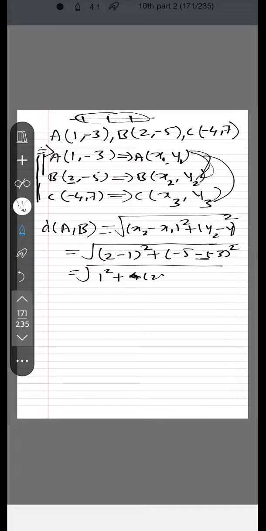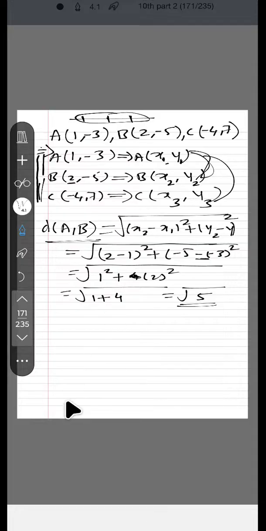Okay, 2 square, which is equal to the square root of 1 square plus 1 square, which is 1. Plus 2 square is 4, so which is equal to the square root of 5. What I get: d of AB is equal to the square root of 5. Now here we have to understand whether they are collinear. Now what is collinear? If all 3 points are lying on the same line, then they are collinear.